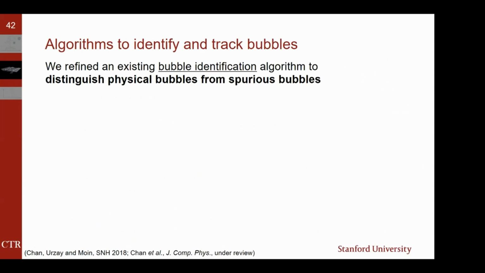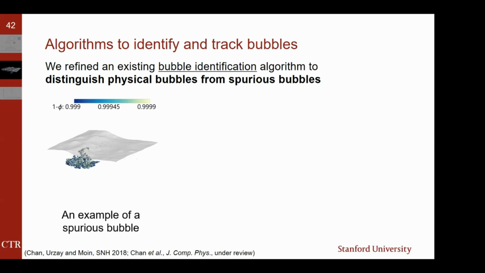So in addition to this solver, we also added two algorithms to enable our computations later. First, an identification algorithm. We picked an existing algorithm and refined it to distinguish physical bubbles from spurious bubbles. So what do I mean by this?